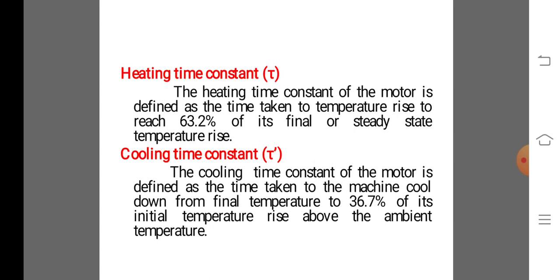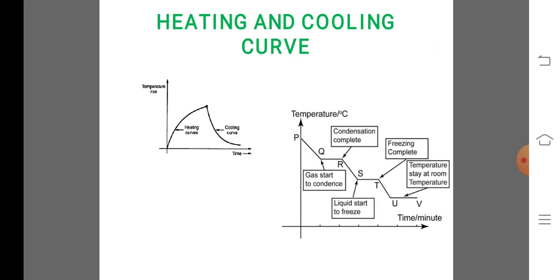Insulation temperature limits are 90 degrees Celsius, 105 degrees Celsius, 120 degrees Celsius, 130 degrees Celsius, 155, 180 degrees Celsius, and above 180 degrees Celsius. That's the temperature rise under the heating time constant. Come, let's go with the heating and cooling curve.